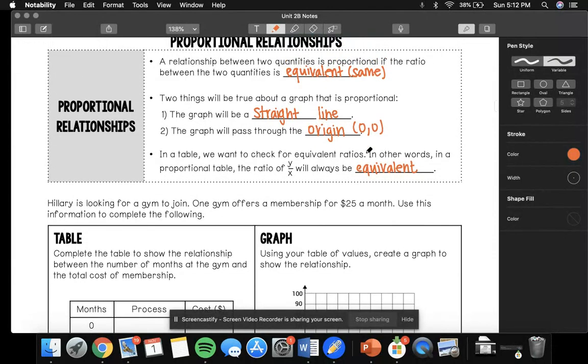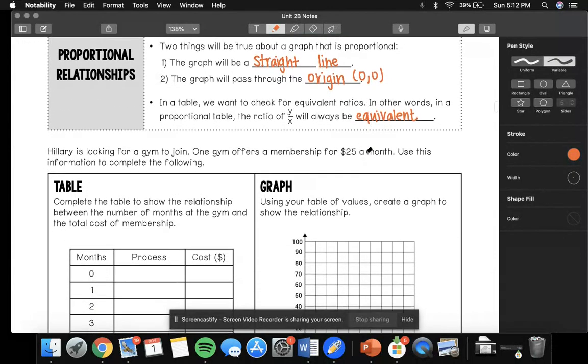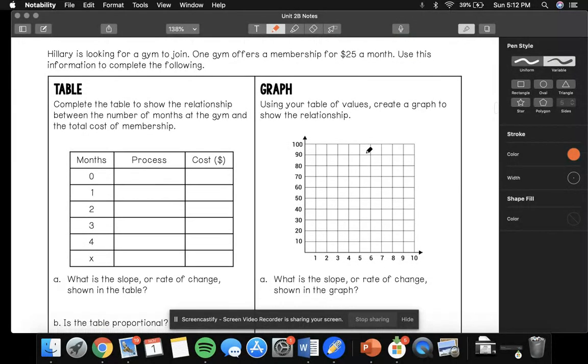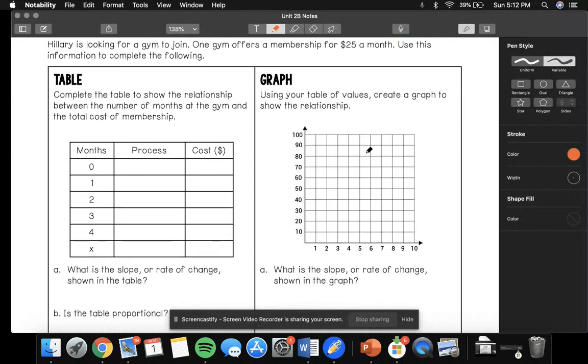Okay, so we're going to practice a few problems. We're going to have this problem, we're going to represent it with a table, we're going to represent it with a graph, just to understand this concept. So Hillary is looking for a gym to join. One gym offers a membership of $25 a month. Use this information to complete the following.